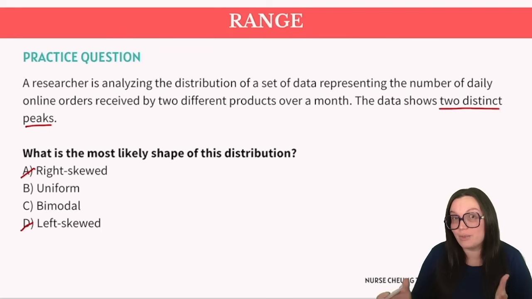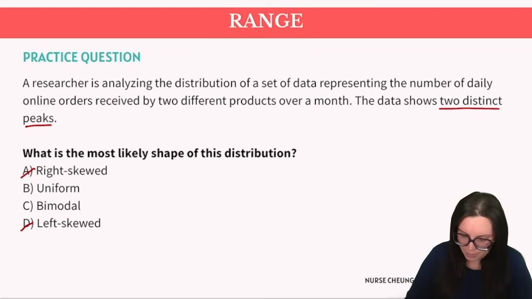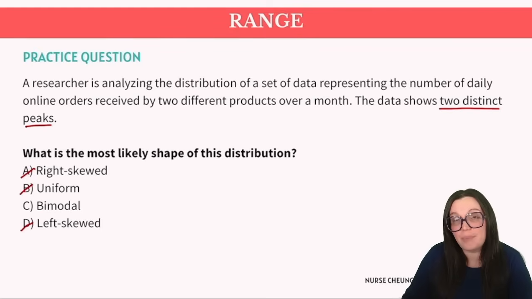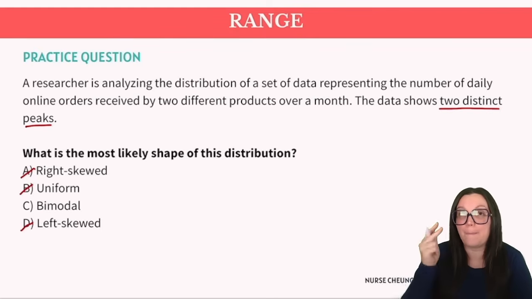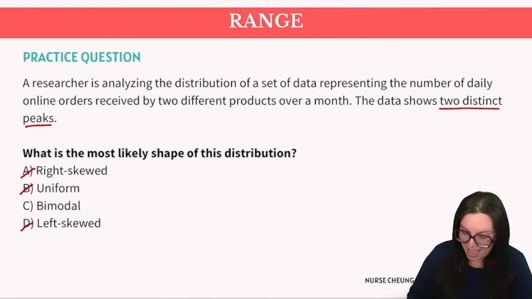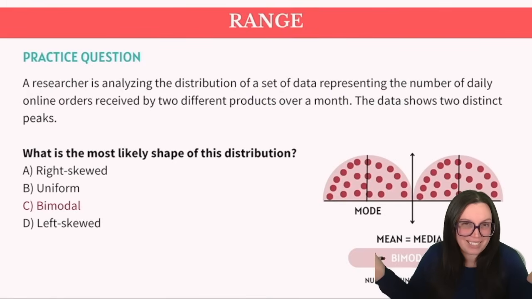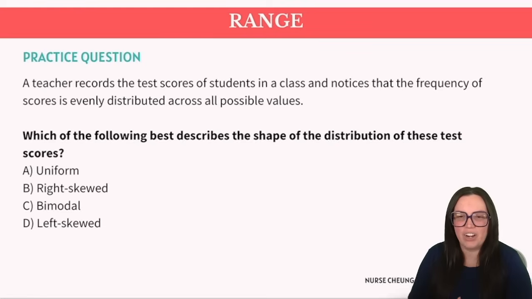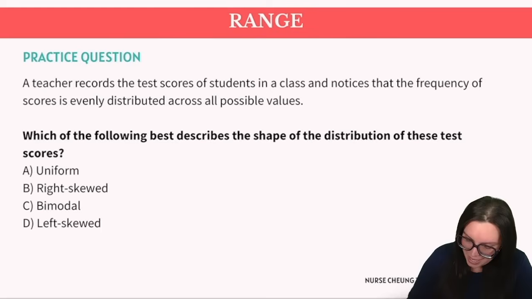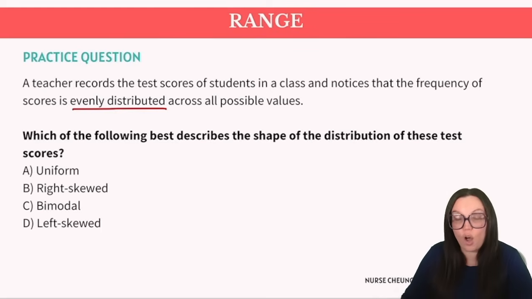Well, uniform, as we discussed, doesn't have any peaks at all, right? It's uniform. It's one straight line across. So we can automatically eliminate that. And if we're thinking about two distinct peaks, we talked about that. Bimodal, two modes. That is our two distinct peaks. So out of all of the answers that we have available to us, the one that makes sense is C, bimodal. Our next question states, a teacher records the test scores of students in a class and notices that the frequencies of scores is evenly distributed across all positive values. Which of the following best describes the shape of the distribution of these test scores?